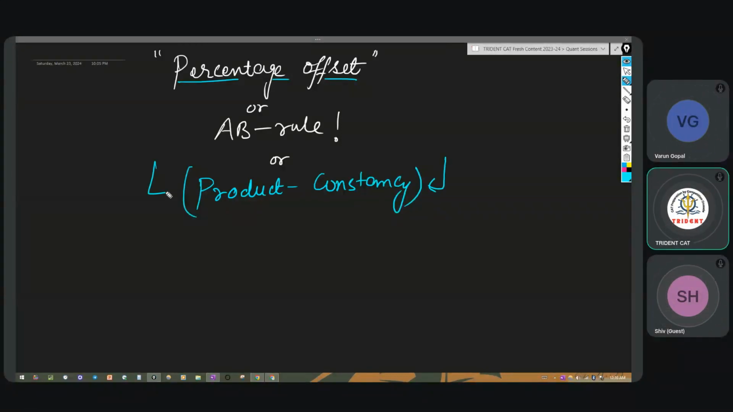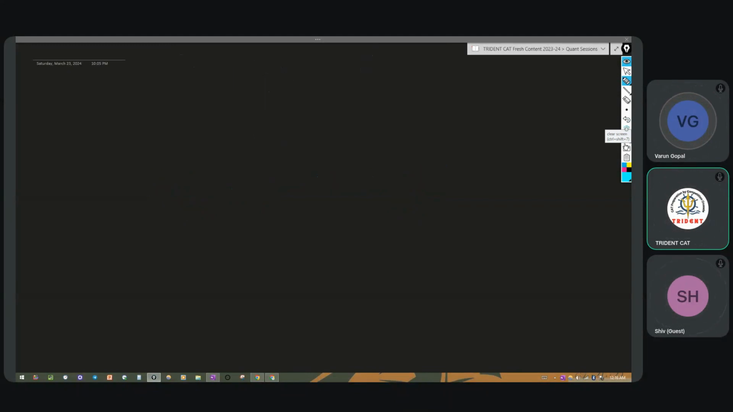Now I'll exactly tell you what this product constancy, percentage offset, AB rule is. But I will be able to explain this much better with an example. So allow me to write the question. And I'm pretty sure you guys will be able to relate to the question.